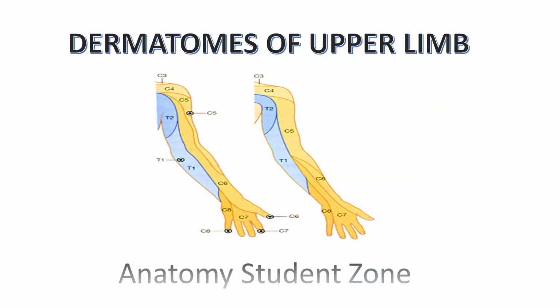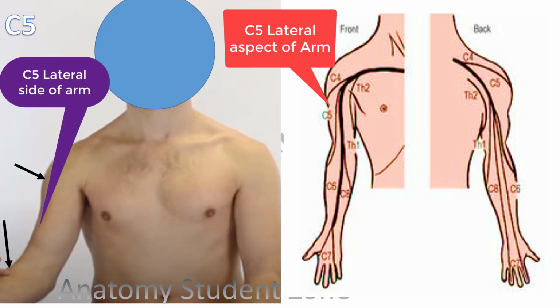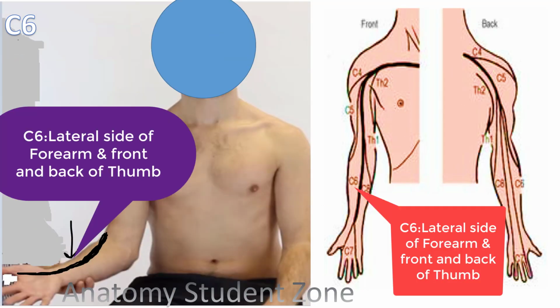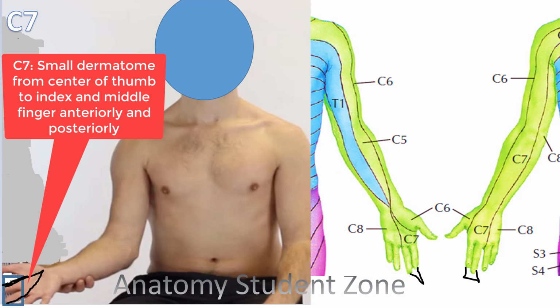Now we will look into the dermatomes of the upper limb, which are from C5 to T1 spinal nerves, which are going to innervate that area. C5 is a dermatome that spreads over the lateral aspect of the arm. C6 supplies the lateral aspect of the forearm, including the thumb. So part of the thumb is supplied by the C6 dermatome. As I have already told you, the dermatome variation is there from person to person. So the variation can be there in different books, but I am telling you all this from a reference book. C7 is a small dermatome from the center of the thumb to the second and third digits, or the index and middle finger, both anteriorly and posteriorly.